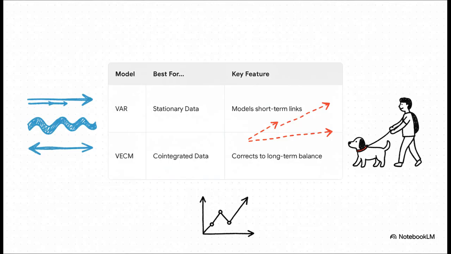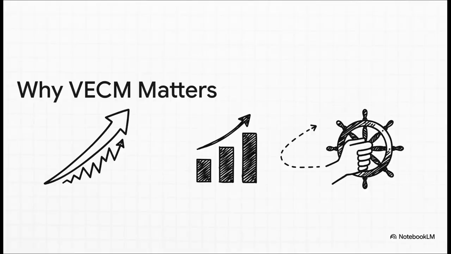This table just lays it out perfectly. A VAR model is your go-to when you've got stationary data and you just want to look at short-term interactions. But the moment you have non-stationary data that's cointegrated, that dog on a leash, you need a VECM. And its key feature is right there in the name: error correction. It's constantly pulling the variables back towards that long-term relationship, just like a leash pulls the dog back towards its owner.